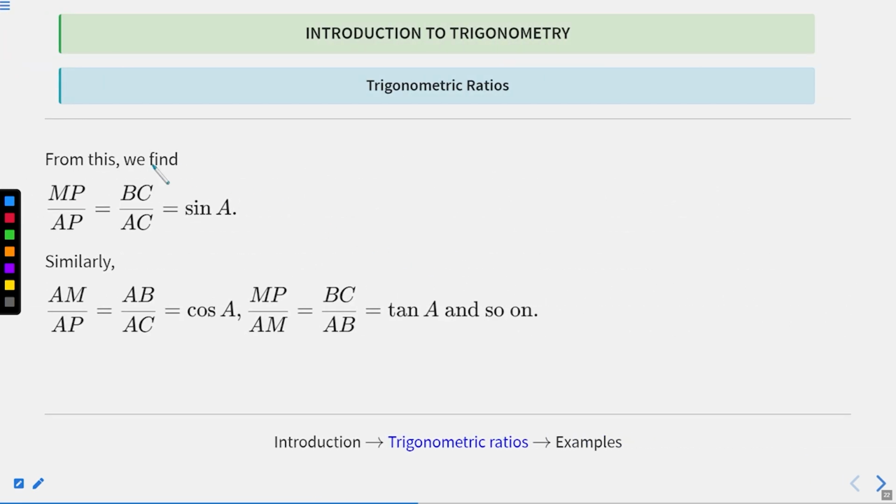So from this we find MP by AP is equal to BC by AC, and we know BC by AC is equal to sine A. Similarly, AM by AP is equal to AB by AC, and here AB by AC is equal to cosine A. And MP by AM is equal to BC by AB, and BC by AB is equal to tan A, and so on.